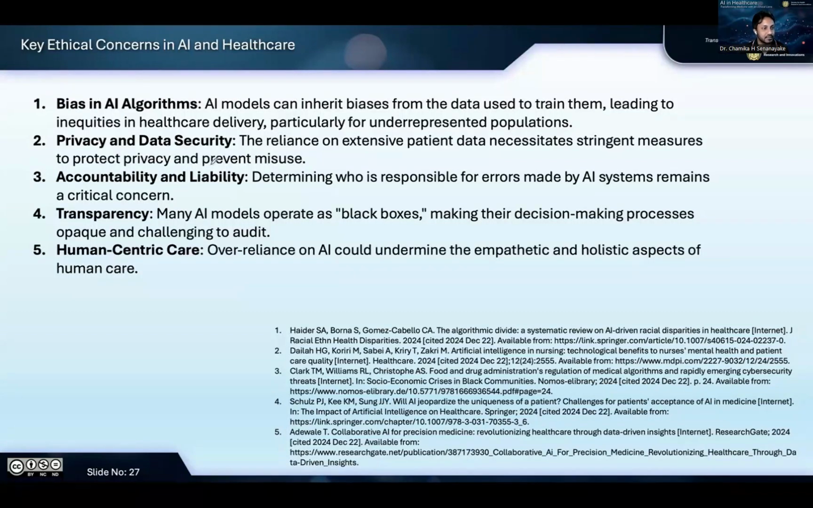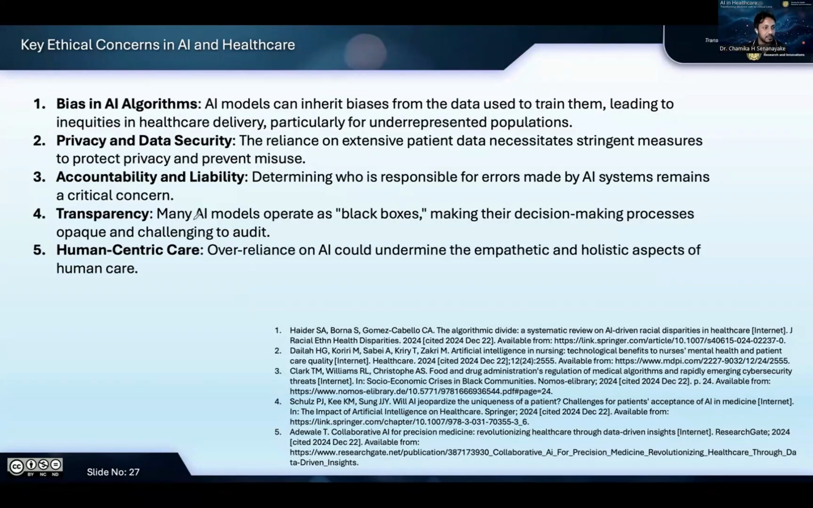And privacy and data security: the reliance on extensive patient data necessitates stringent measures to protect privacy and prevent misuse. And then accountability and liability. Determining who is responsible for errors made by AI systems remains a critical concern. It's not only for healthcare, I think it's for everything. Nowadays, on social media, there are tons of AI-generated content and images, and there is no proper responsibility or accountability for AI-generated content when it comes to intellectual property laws and so on.